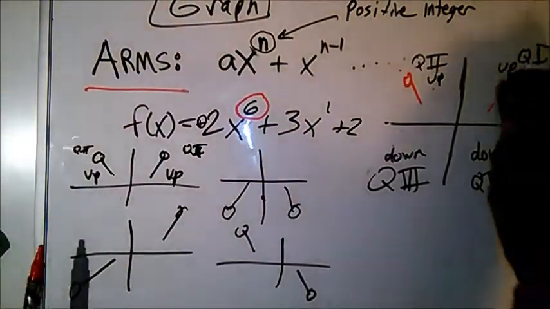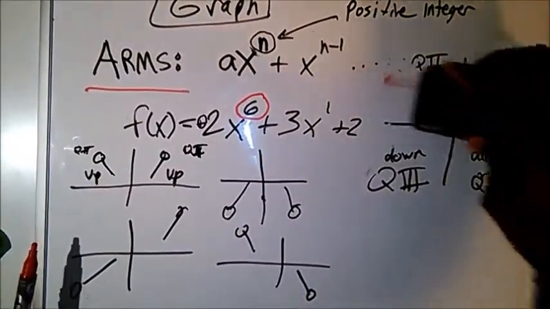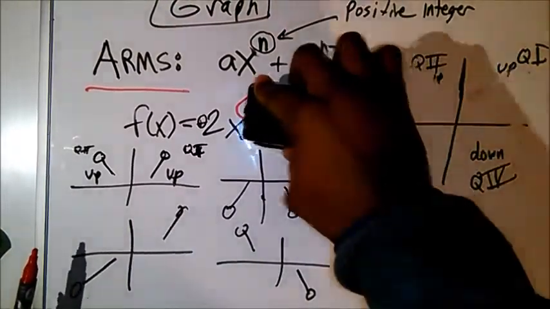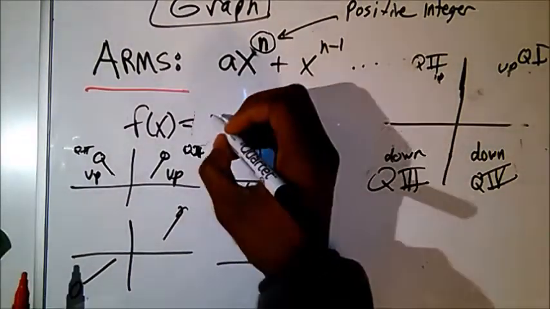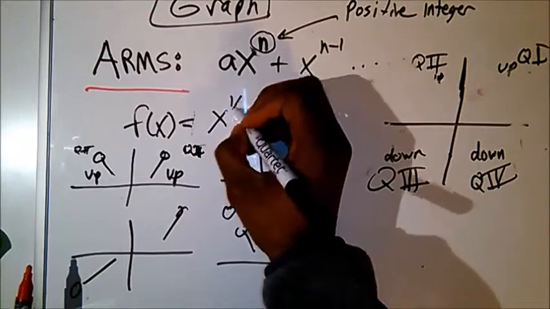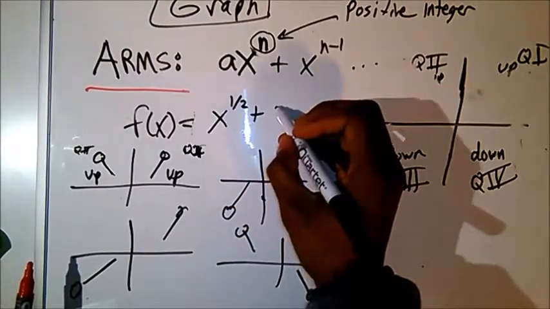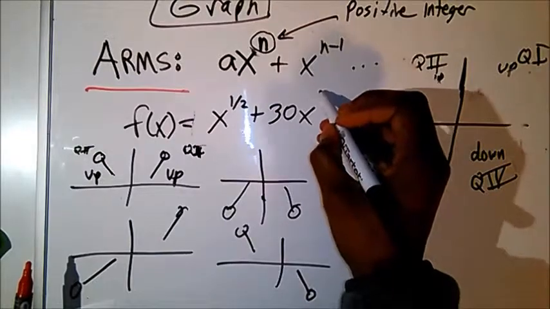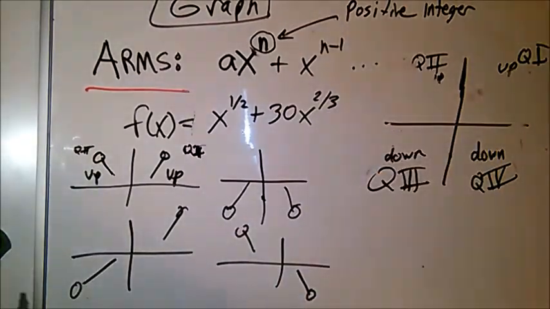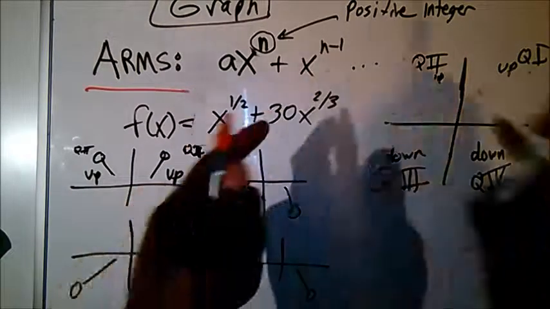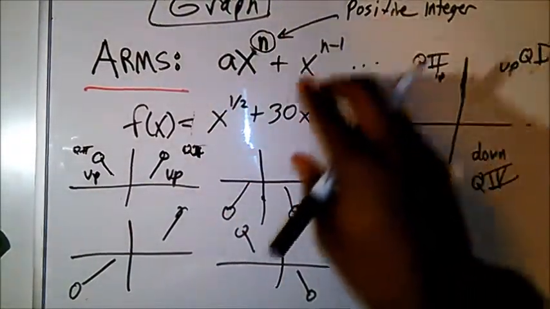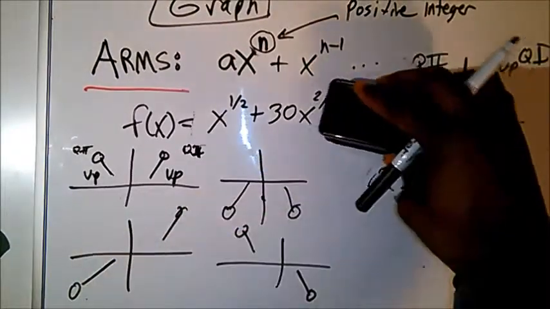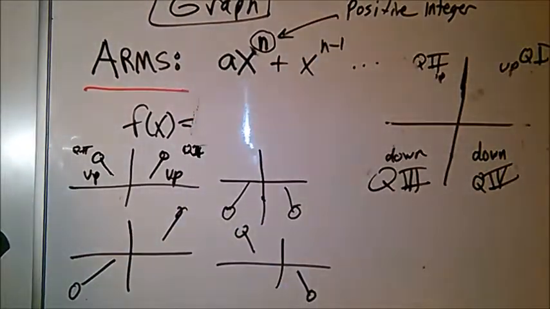Okay, now let's change it. What if this function was f of x equals x to the one half plus 30x to the two thirds? Well, this function doesn't exist as a polynomial because remember, polynomial functions have to have positive integer powers. They can't be half powers. Okay, let's try another one.